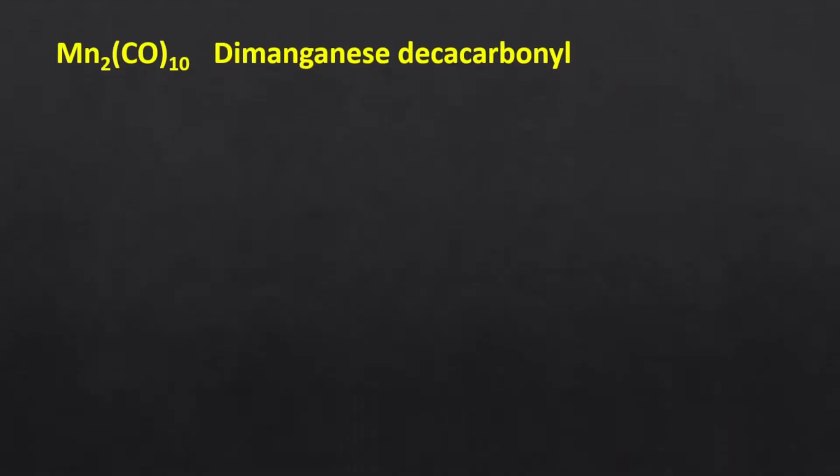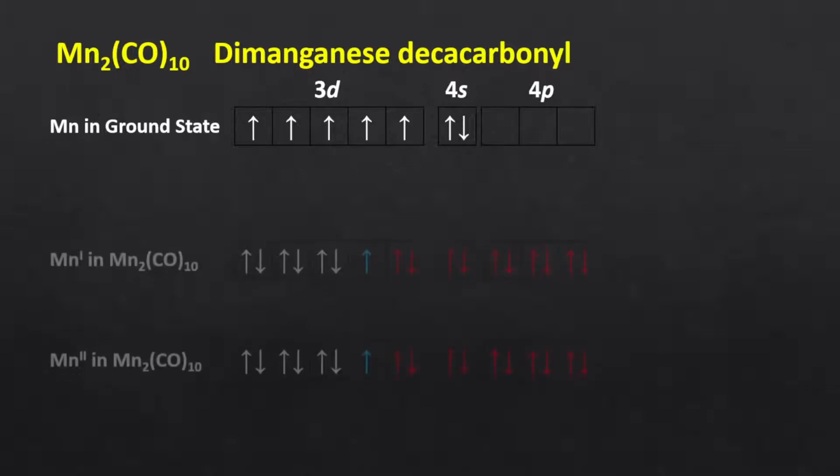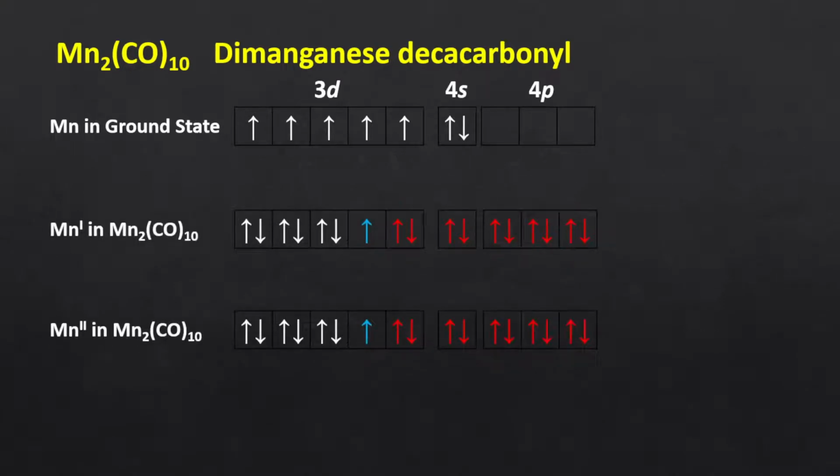Okay, consider the example of dimanganese decacarbonyl. The atomic number of manganese is 25, so its valence electronic configuration in the ground state is 3d5 4s2 4p0. Since the carbonyl ligand is neutral, the valence electronic configuration of manganese in the excited state is 3d7 4s0 4p0. Now, as mentioned earlier, having an odd atomic number, the manganese atom gets dimerized to stabilize its complex. In this complex, there are two manganese atoms, so the number of electrons involved in one metal-metal bond will be 2.